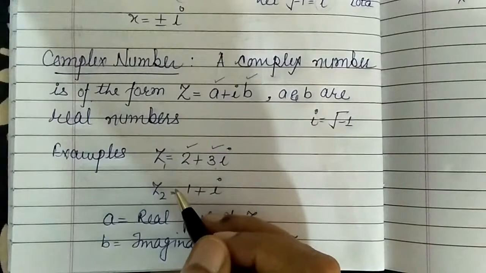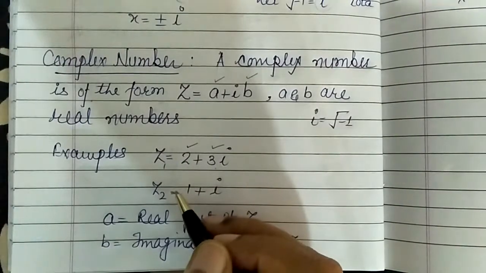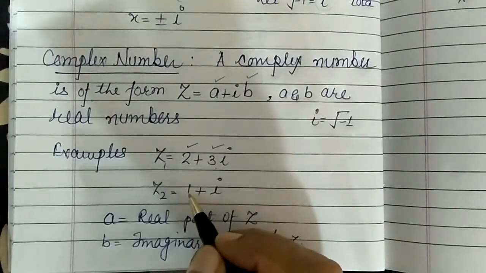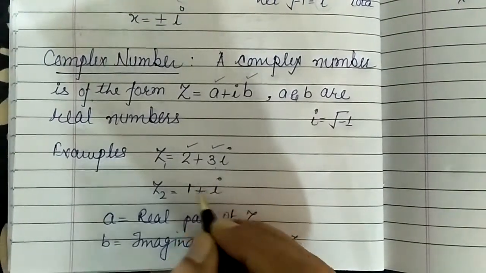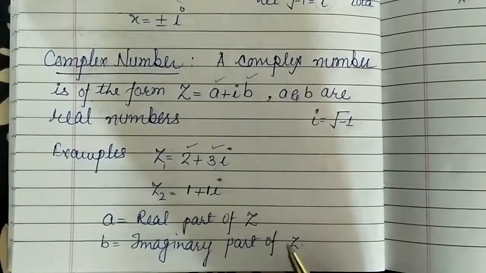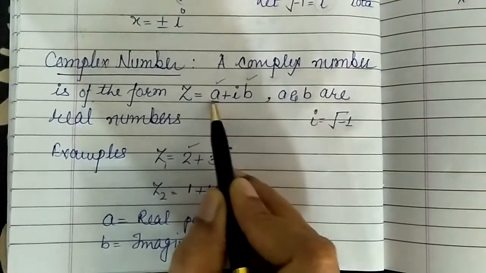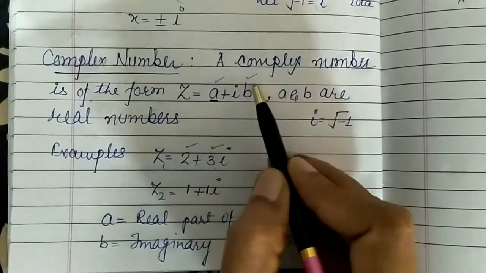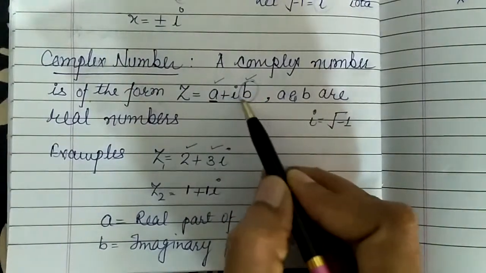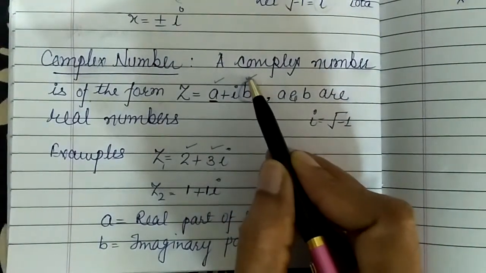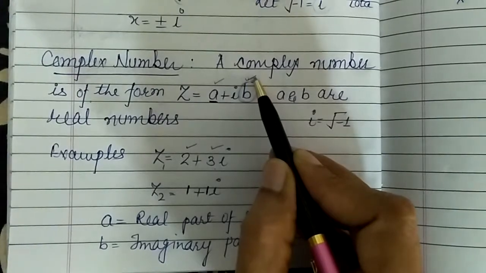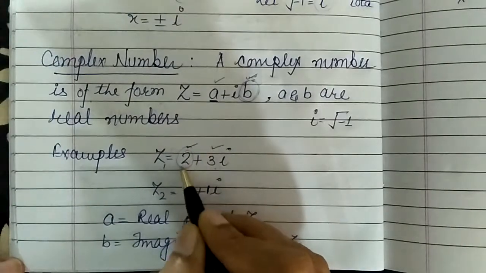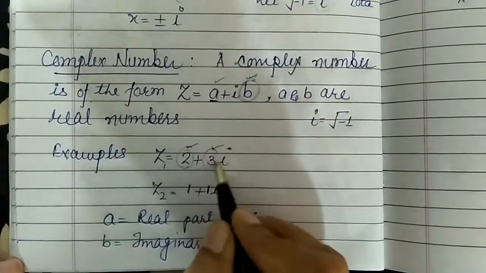For many complex numbers, we will use z1, z2, z3 and so on. Or if we have only one complex number, then we can take z. For z2, 1 plus iota, a is 1, b is also 1. a is called the real part of z, meaning the term which is independent of iota, and b is called the imaginary part of z. Without iota, the remaining portion is called the imaginary part of z. For example, here real part of z1 is 2, imaginary part of z1 is 3.